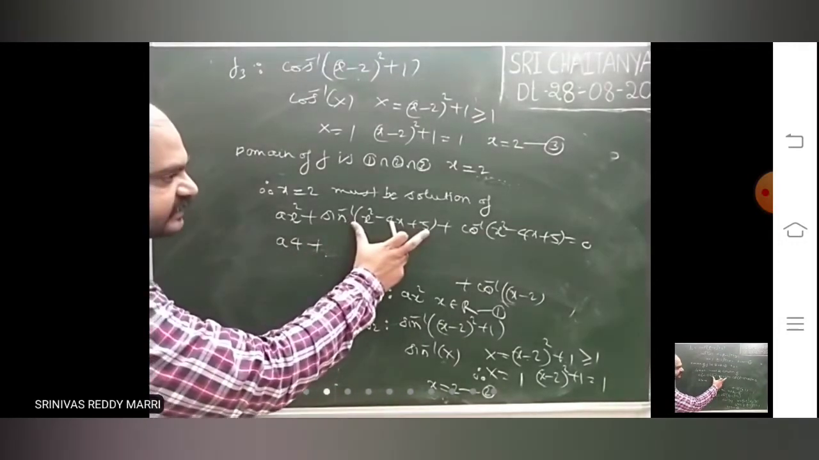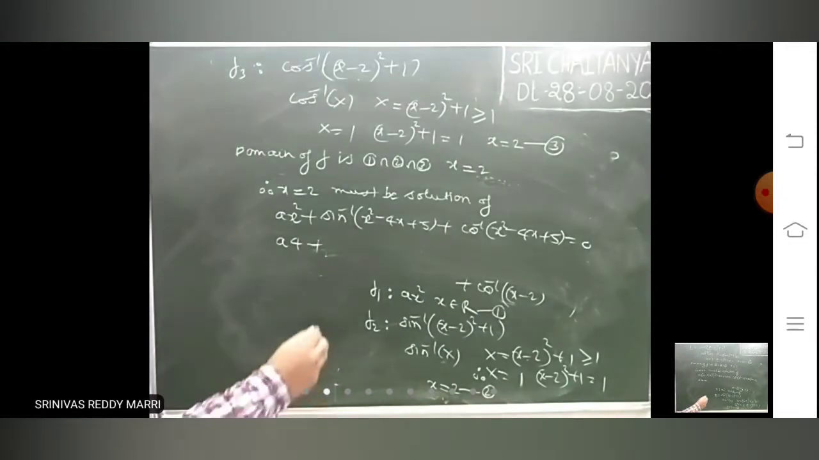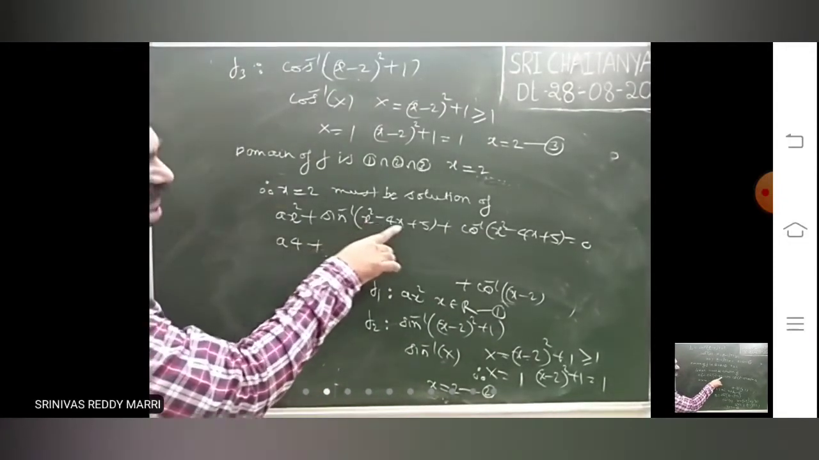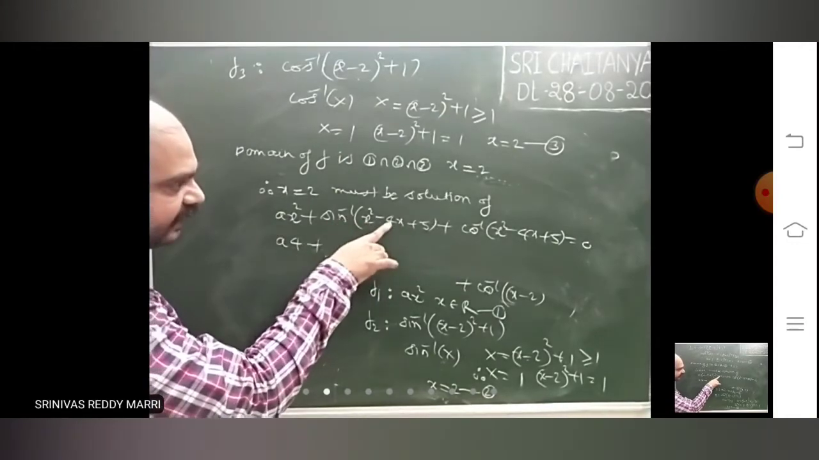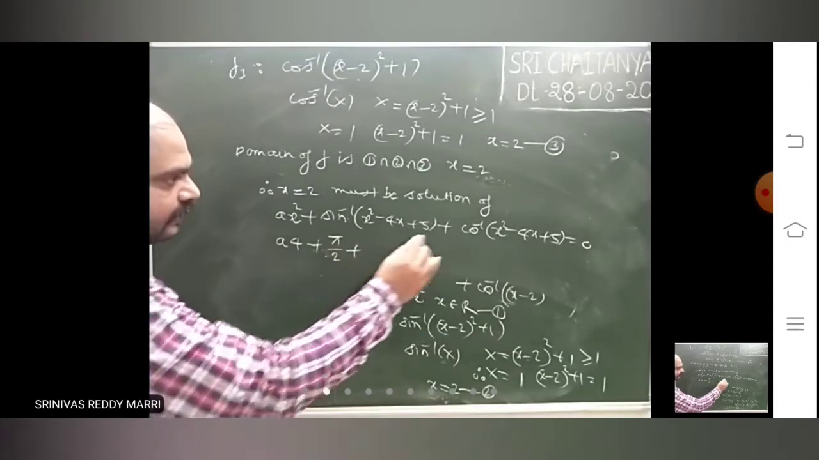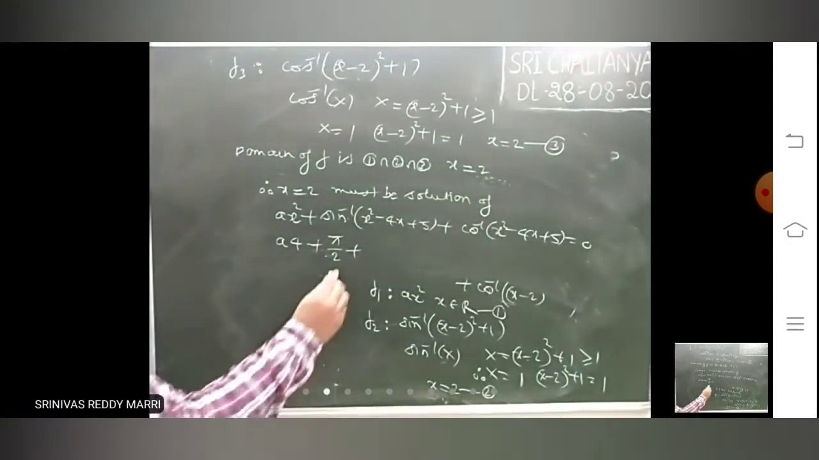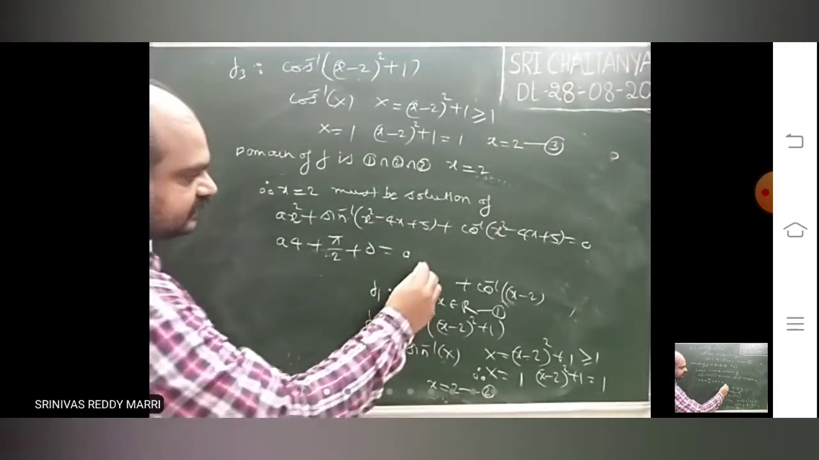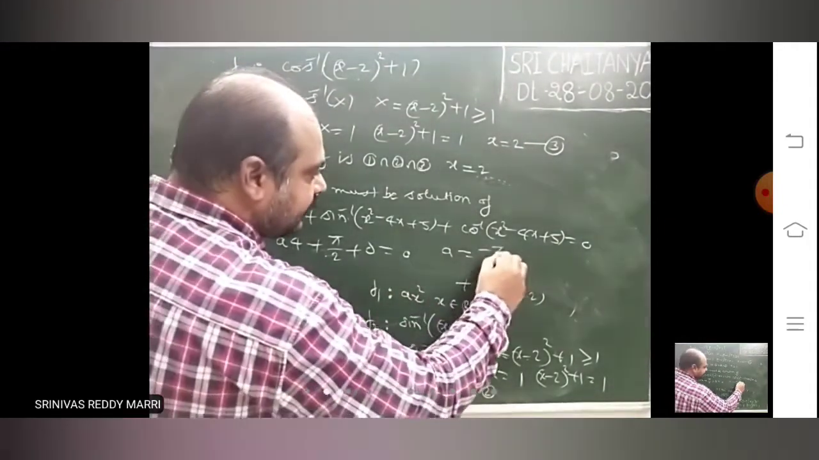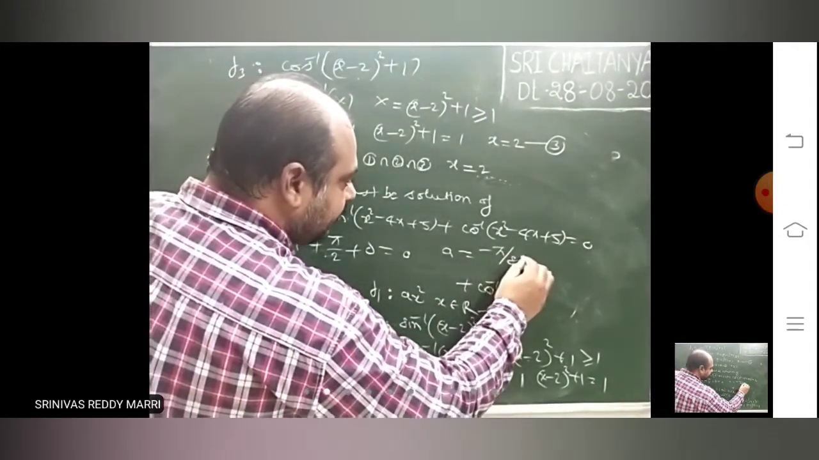Now look at this: sine inverse x plus cos inverse x is pi by 2. Even if you substitute, you will get sine inverse 1 plus cos inverse 1, that is pi by 2, plus cos inverse 1, that is 0. That means a is minus pi by 8.